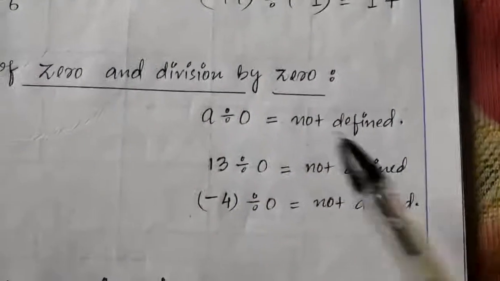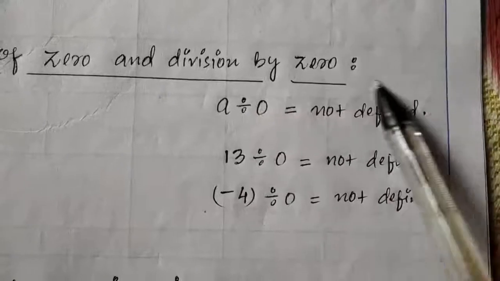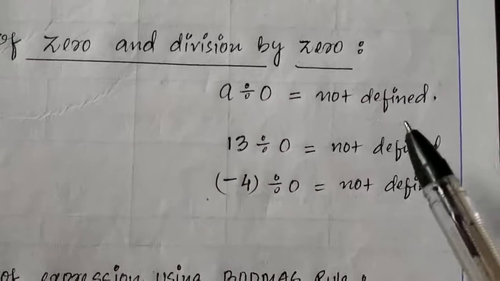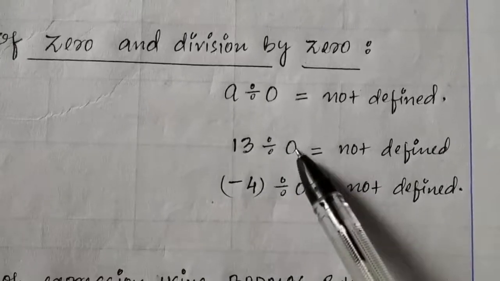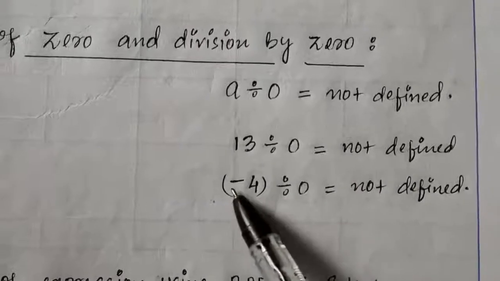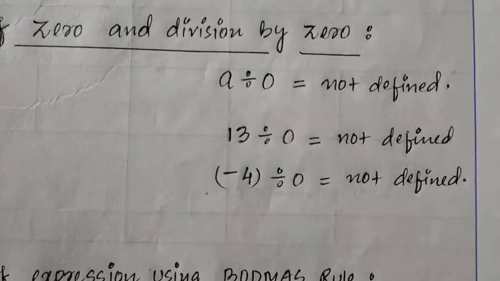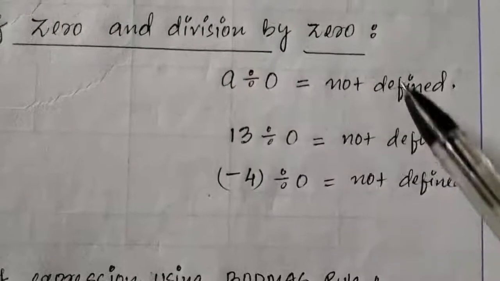The last property is that any integer divided by 0 is not defined. That is, that number is not defined. That is meaningless. So if 13 is divided by 0, it is not defined. -4, a negative integer, divided by 0 is not defined. So any integer divided by 0 is not defined.